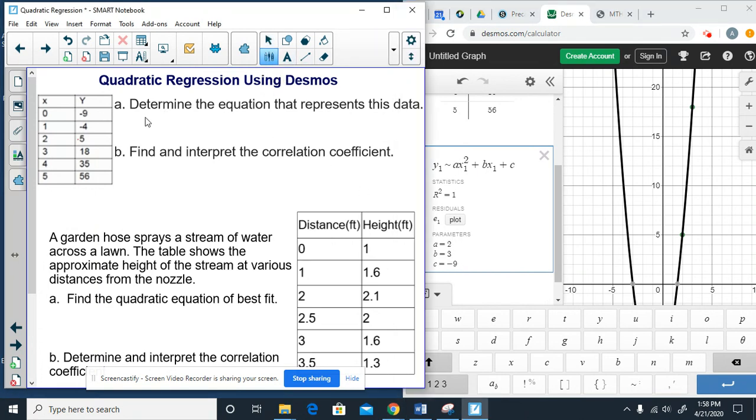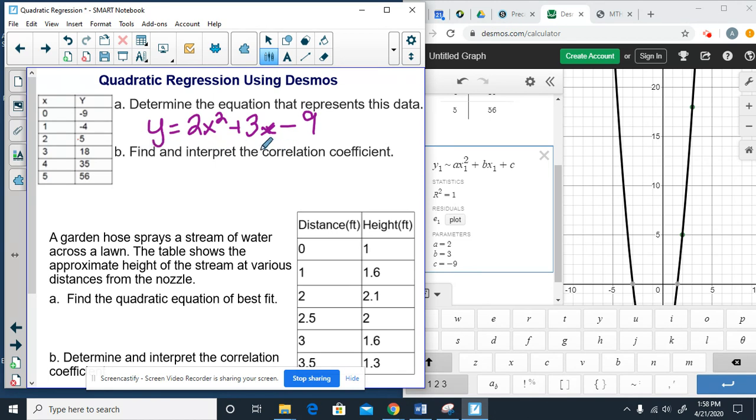So the equation that represents this data based on what Desmos gave us is y equals ax squared plus bx plus c. Oops, I wrote b when I said it, but we want to put the value in for b, which is 3. Plus a -9 is -9, so I just simplified that.